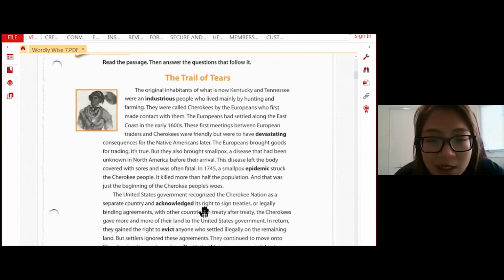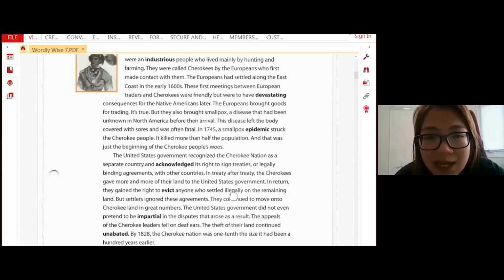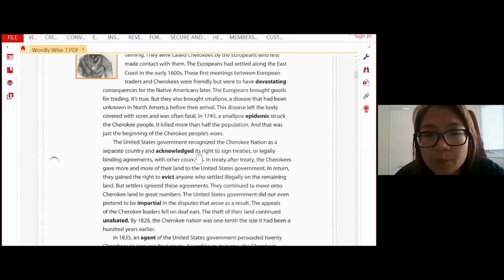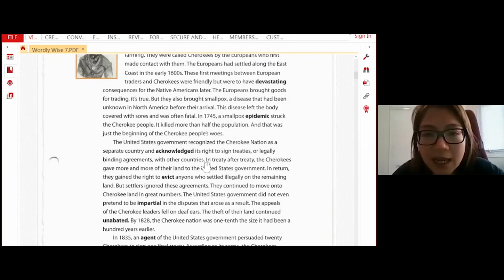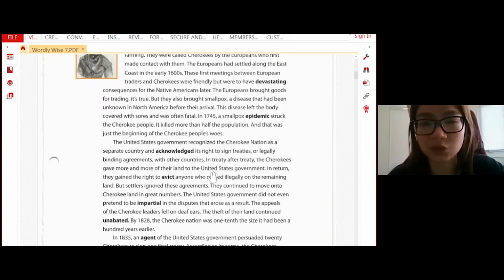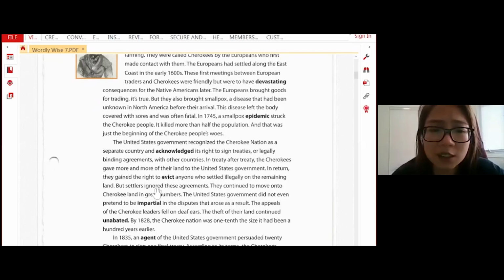The United States government recognized the Cherokee Nation as a separate country and acknowledged its right to sign treaties, or treaties is also called a legally binding agreement with other countries. In treaties after treaties, the Cherokee gave more and more of their land to the United States government. In return, they gained the right to evict anyone who settled illegally on the remaining land. But settlers ignored these agreements. They continued to move onto Cherokee land in great numbers.